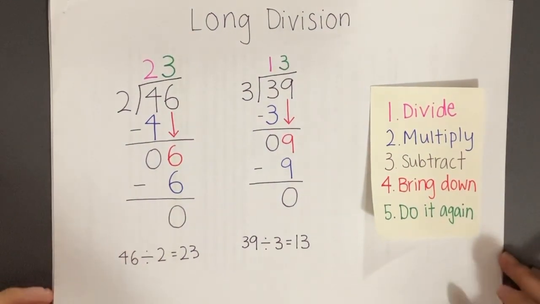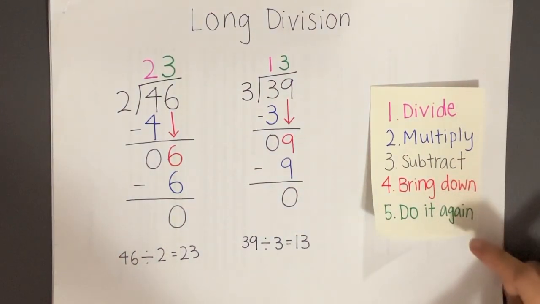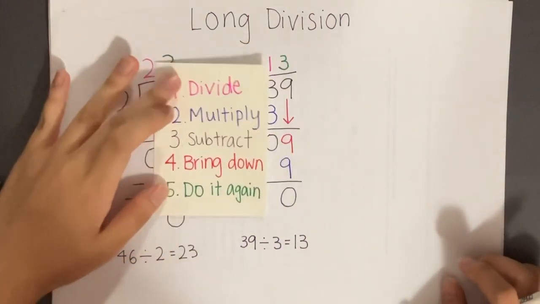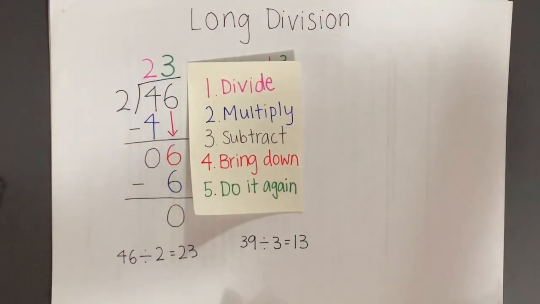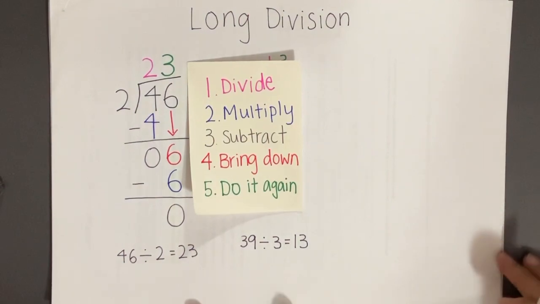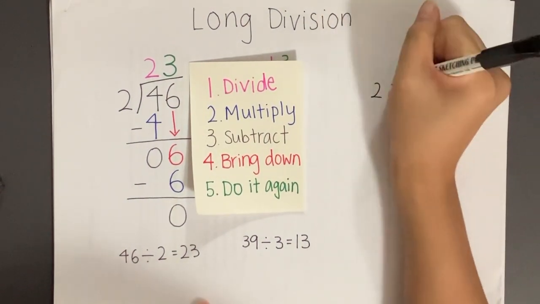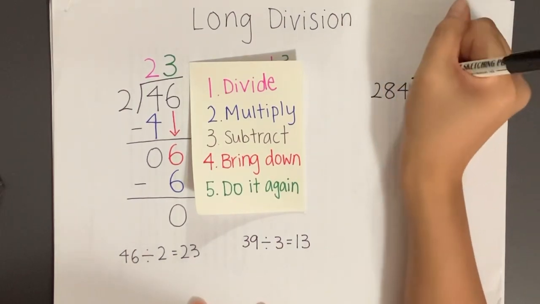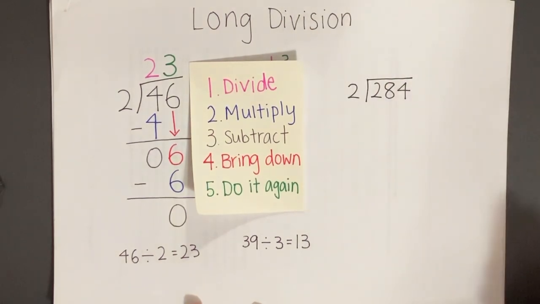What happens if I have a 3-digit number? Even if I have a 3-digit number, I still follow the same steps. Let me move this to this side so that I can put a 3-digit number here. So let's do 284 divide by 2.